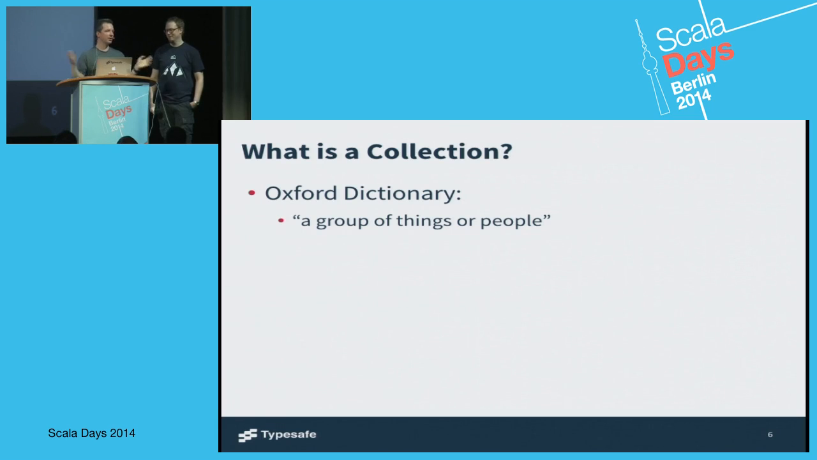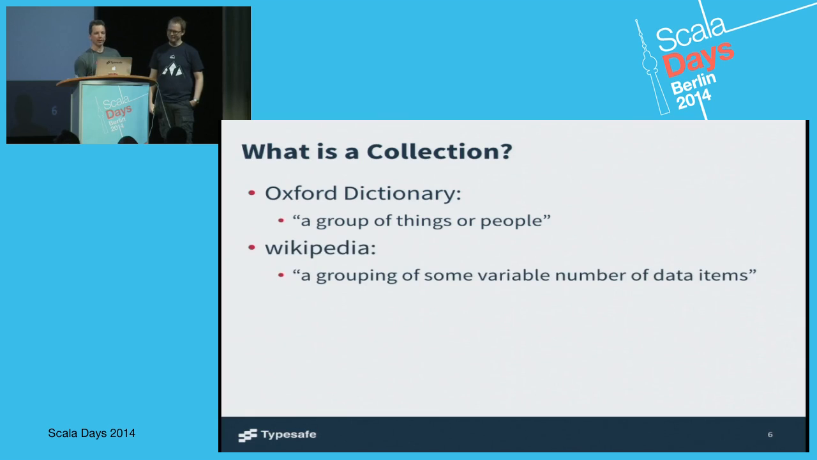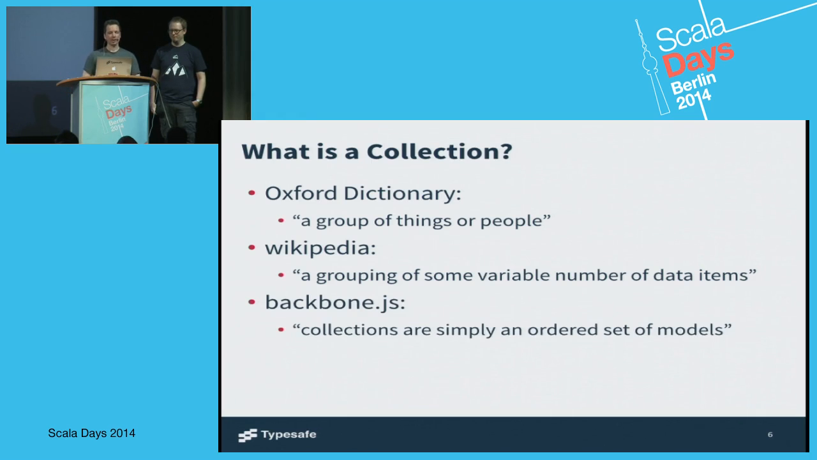We know exactly who's in the room, right? I mean, you have these badges. So we know everything about you. It's a concrete group of people or things. Wikipedia: a collection in computer science is a grouping of some variable number of data items, which is very much in the same spirit. Then the only other relevant hit I found on the internet, you might be surprised why I cite this, this was the first which came up, from Backbone.js: collections are simply an ordered set of models, which is again the very same spirit.